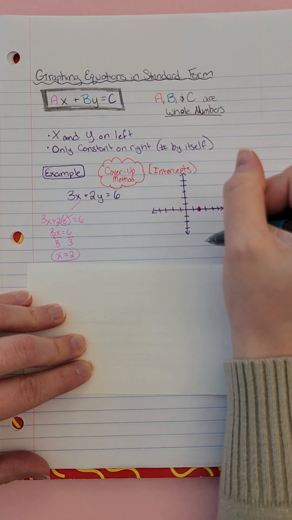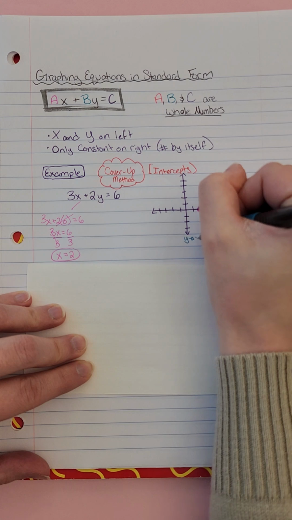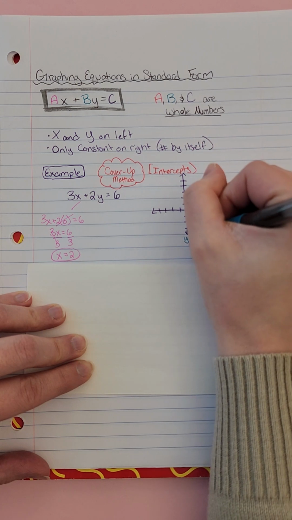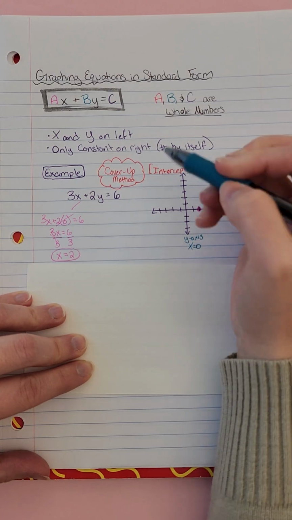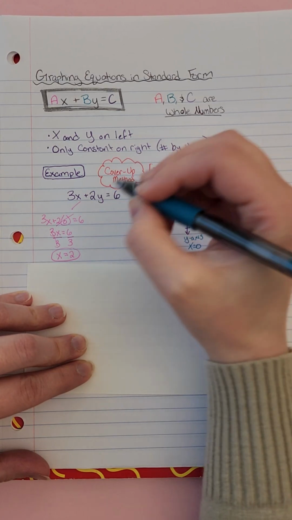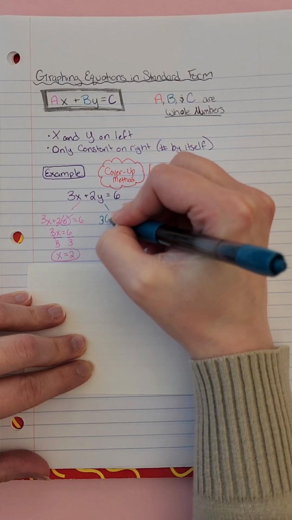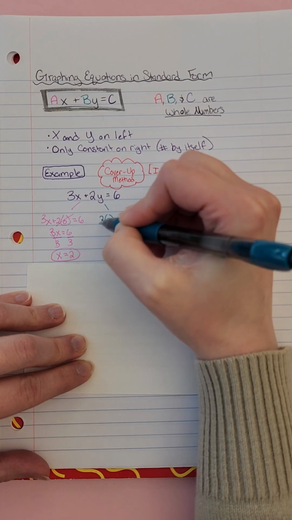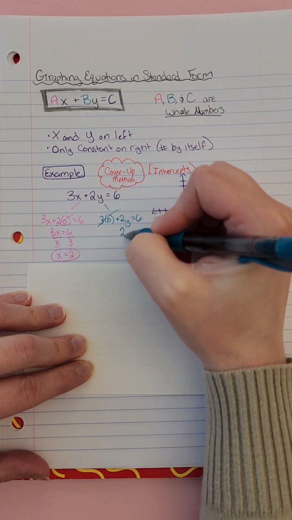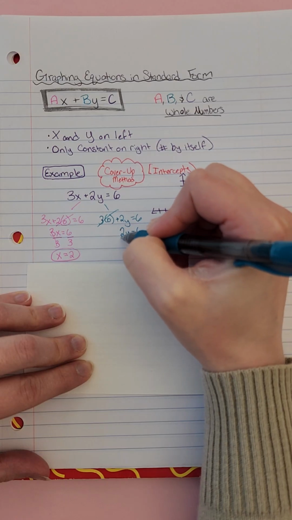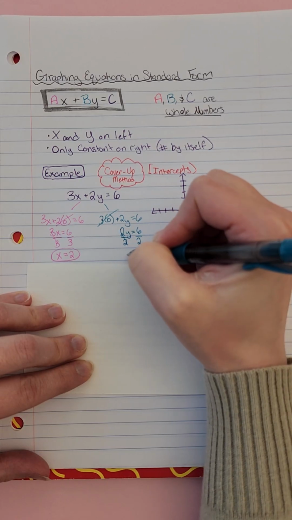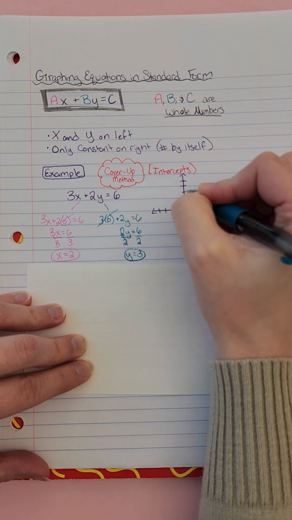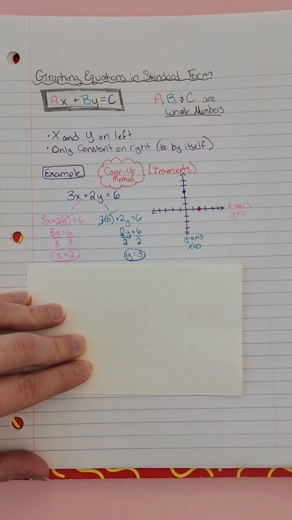Next, I want my y-intercept. That's going to be on my y-axis, which is this guy right here. Same idea, if I did not go to the right and I did not go to the left, then x is 0. And I'm going to solve it the same way. I'm going to put a 0 right in for my x. So now 3 times 0 plus 2y equals 6. Anything times 0 is nothing. That means 2y equals 6. I can solve here by dividing by 2. And y equals positive 3. 1, 2, 3. Plot that point.